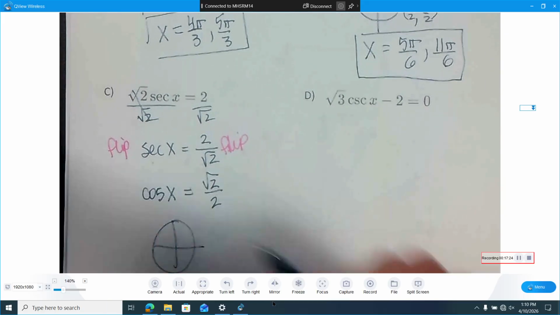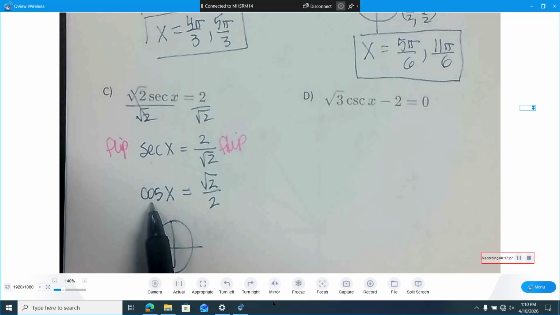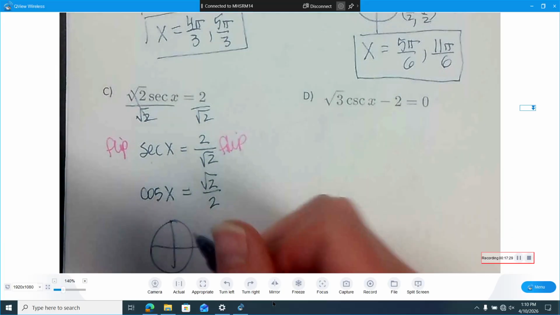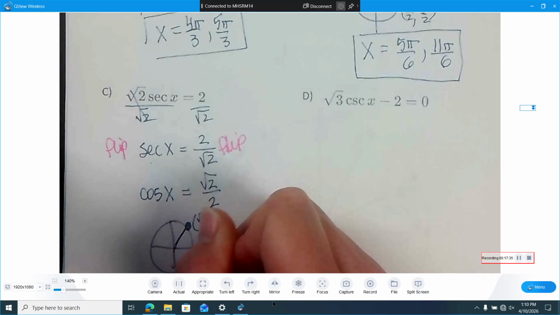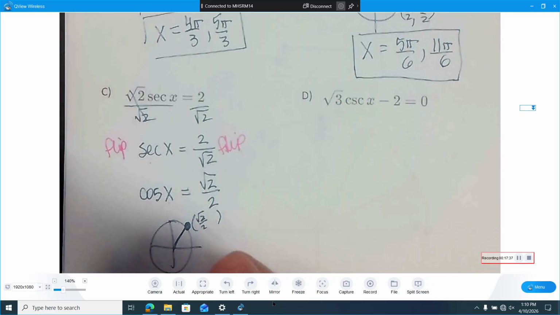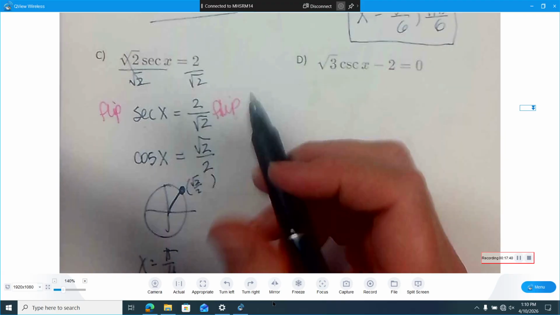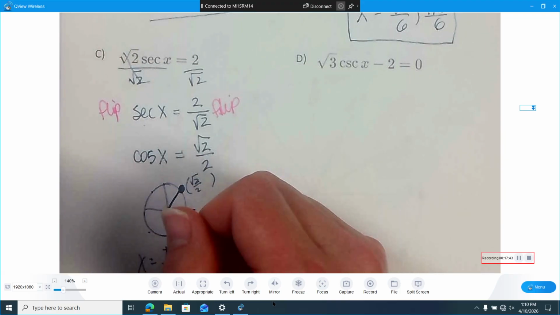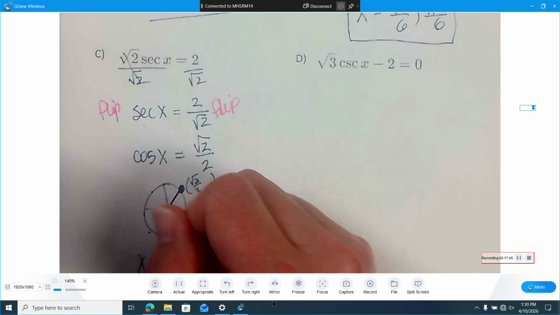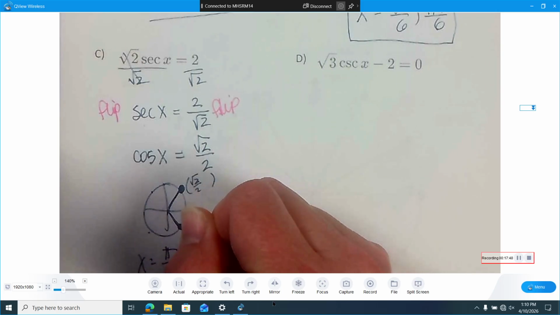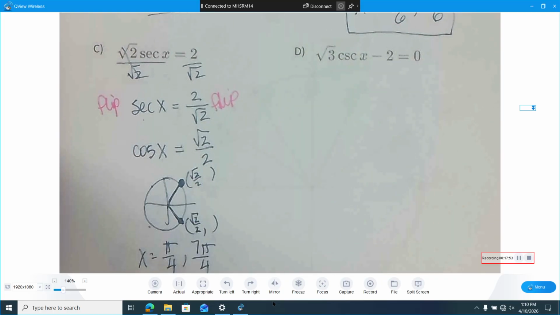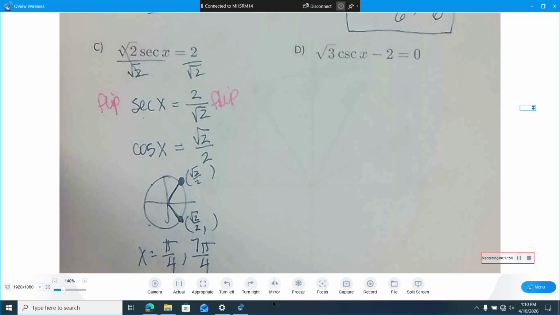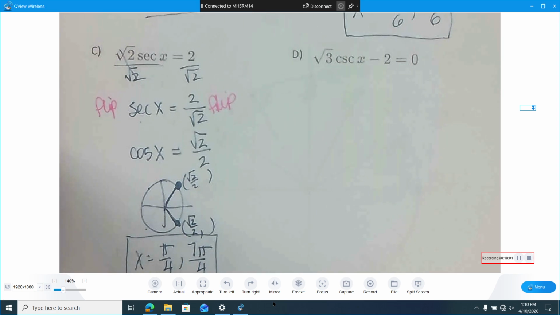Okay, so back to my unit circle. We want to know what angles have a cosine of radical 2 over 2. Right here at pi over 4 is radical 2 over 2. And where else? 1, 3, 5, 7. Right here is the other positive cosine value. So 7 pi over 4. All right. So knowing that unit circle becomes very helpful here.